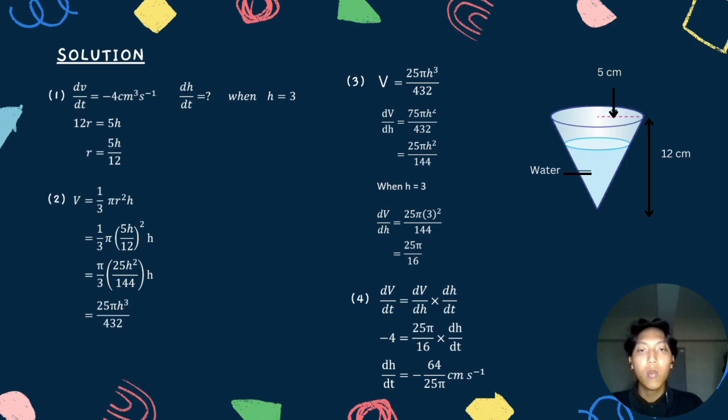And then for the last step, we will use the chain rule formula, dV/dt equals dV/dh times dh/dt. We will use all the information that we get from step 1 and step 3, which is dV/dt is negative 4, and then dV/dh is 25 pi over 16. And then we want to find dh/dt. Therefore, negative 4 will be divided by 25 pi over 16, and we will get negative 64 over 25 pi cm per second. And that is how we solve the problem for question number 2.